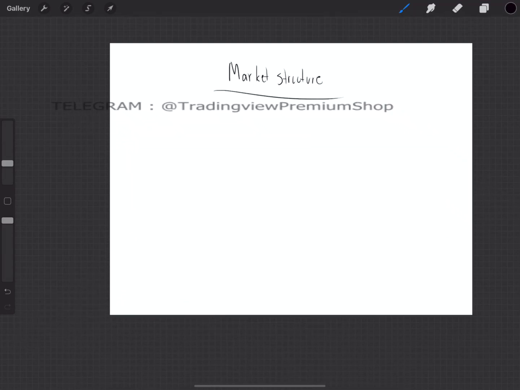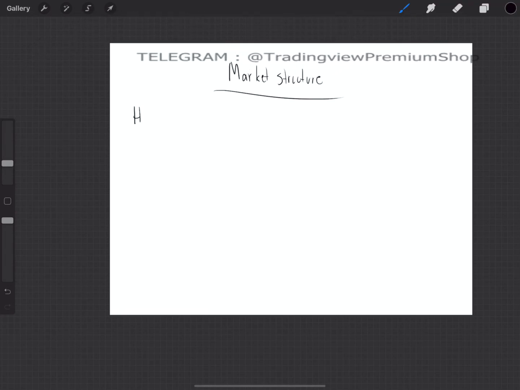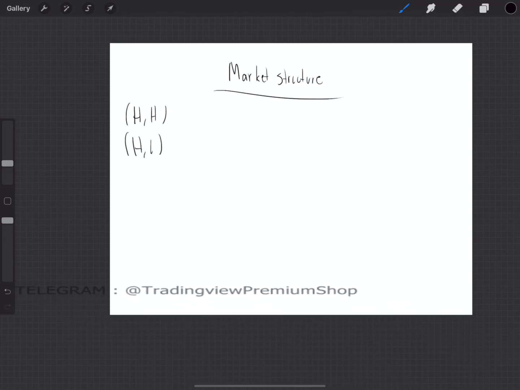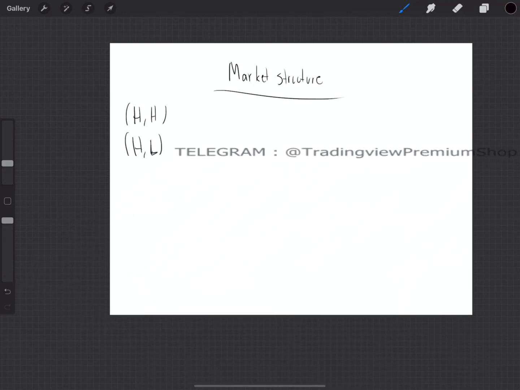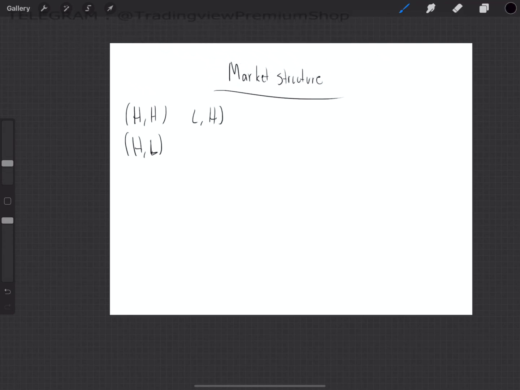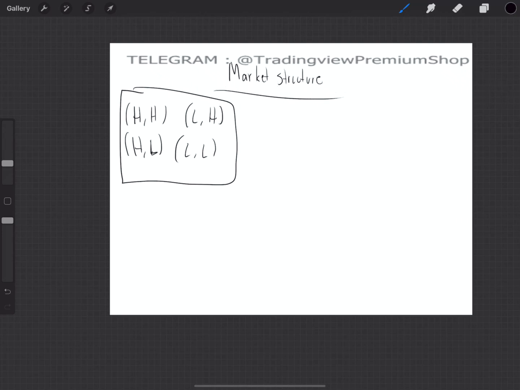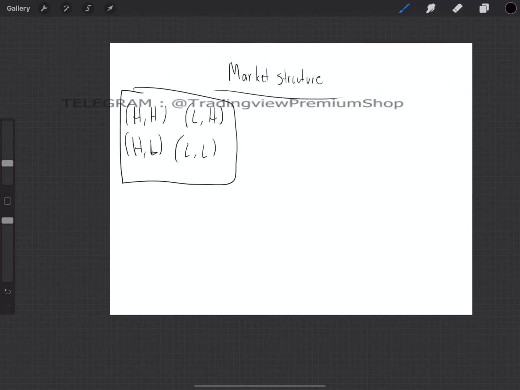So basically what market structure is, let's break it down. You've got your higher highs, and then you have your higher lows. Right? And then now you have your lower highs, and then you have your lower lows. So this is what market structure is. Price making higher highs, higher lows, lower highs and lower lows.